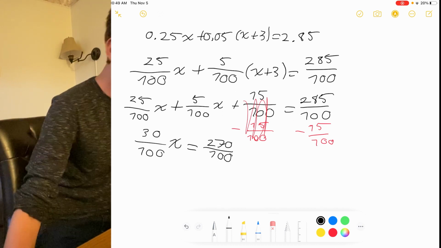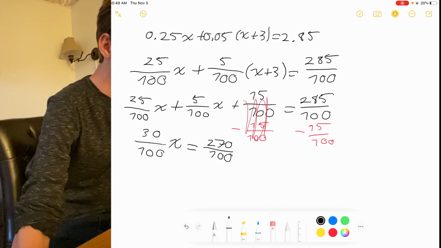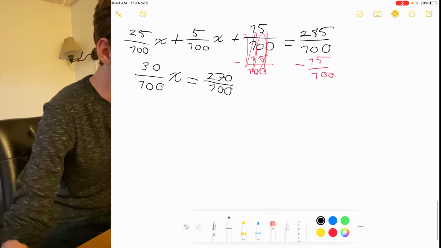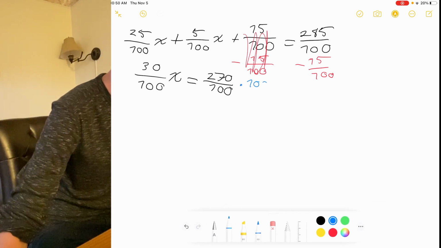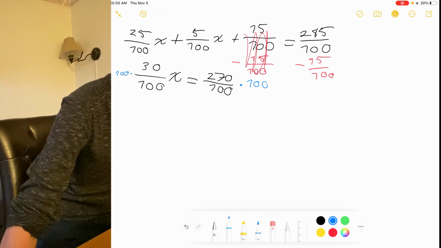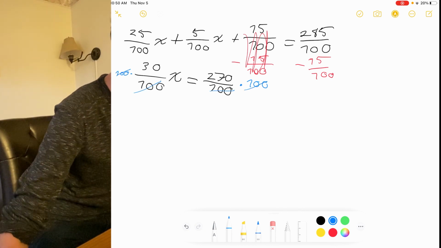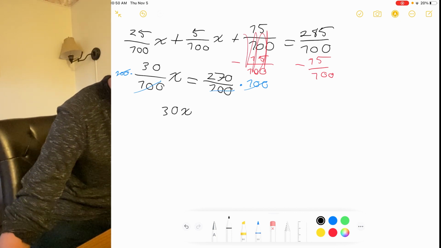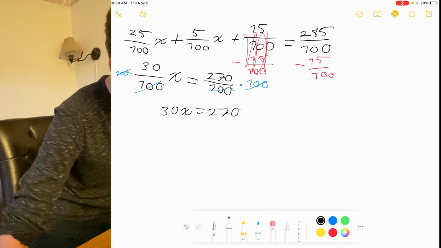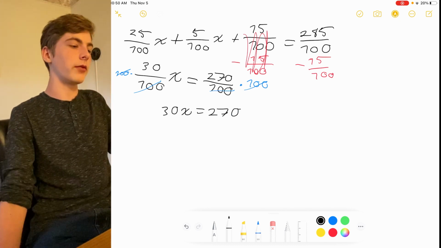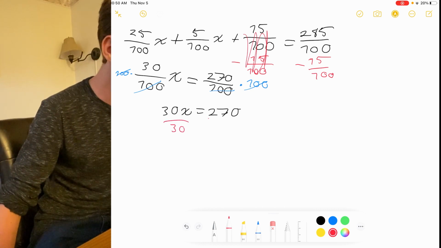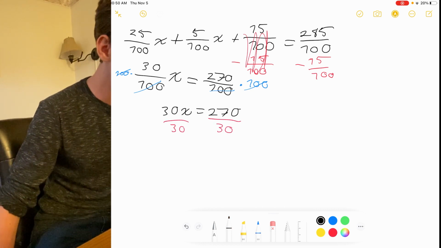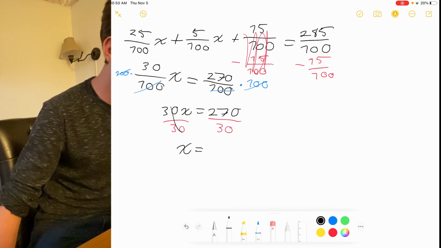I believe. At this point, and you could have done this earlier, but I think the best course of action here is to just multiply by 100 on both sides, just to clear out those denominators, right? So that'll cancel them out, and so now we'll have 30x is equal to 270. Okay, now we do step 4, which is to make the variable coefficient equal to 1. And we do that by dividing both sides by 30. And we'll get those cancels, so we get x is equal to 270 over 30.